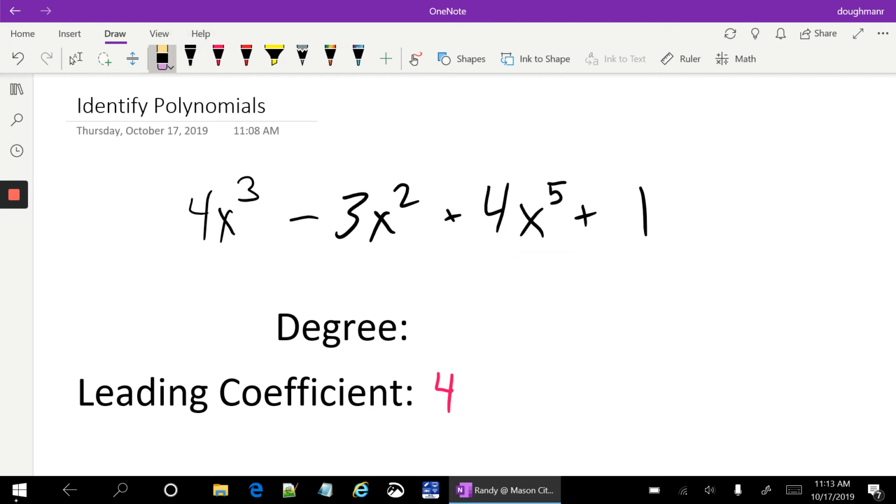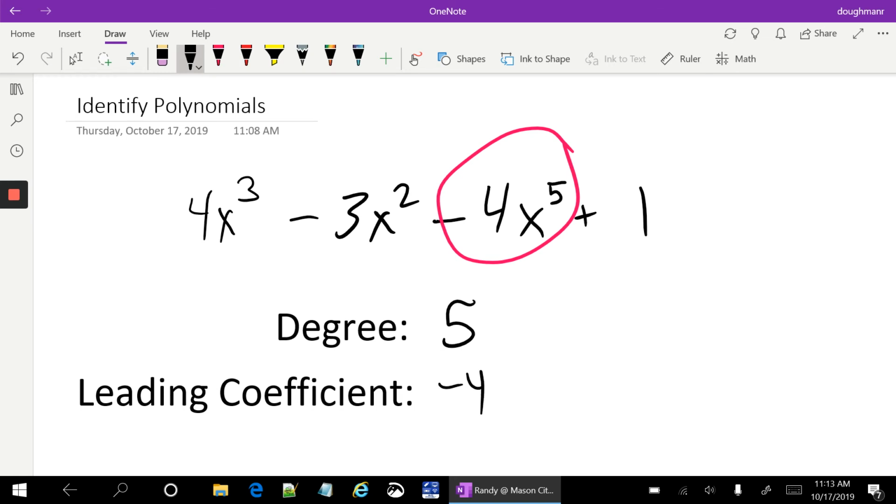See how else I can trick you here? Maybe I made that a minus right there. All right, so once again, degree is 5, because I'm looking at that term right there. And the leading coefficient here is a negative 4. So again, don't let me trick you.